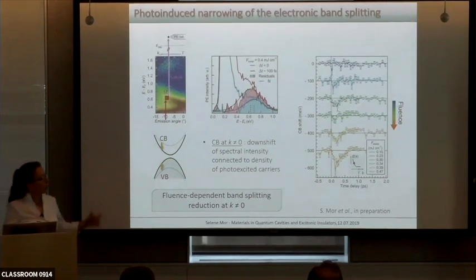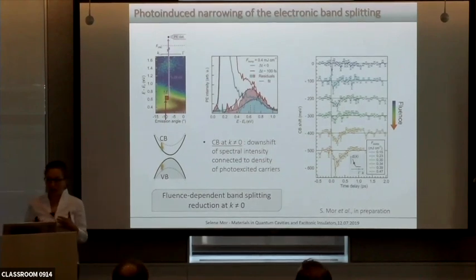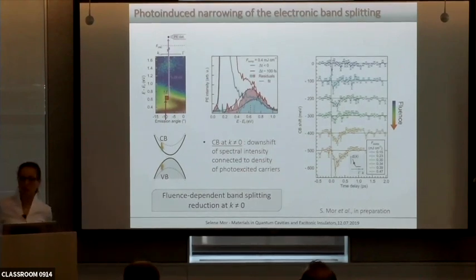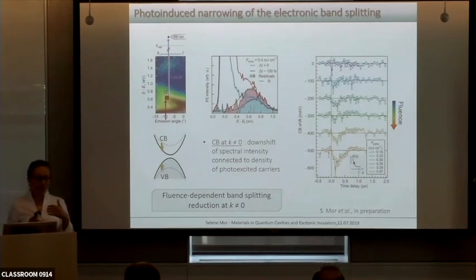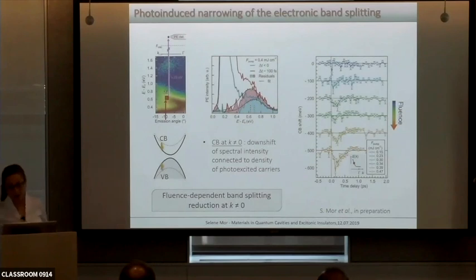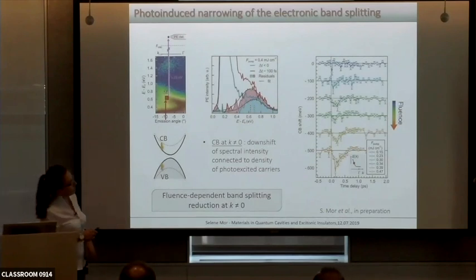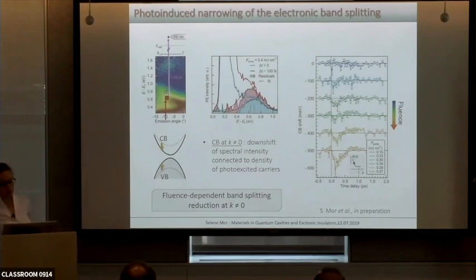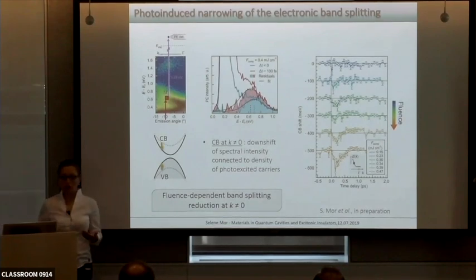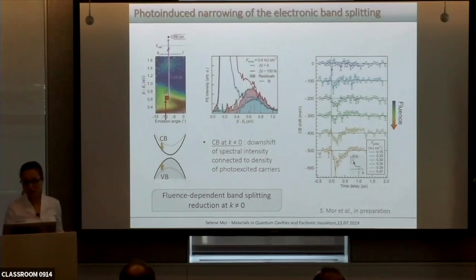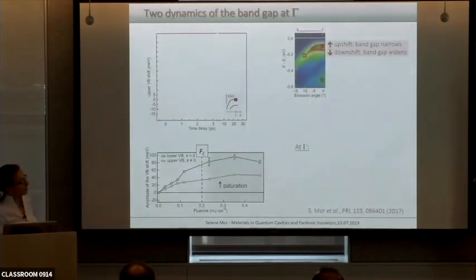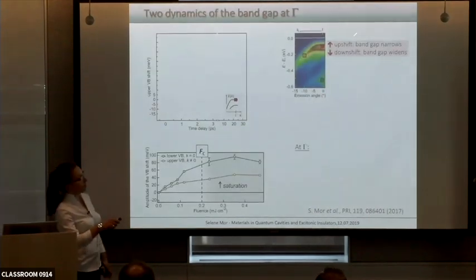Relatively, here we are at higher fluences, but this can also be connected to the overall different character of the bands. Overall, the behavior is consistent with a reduction of the band splitting. Of course, here we are not proving any modulation of the fundamental band gap because we are off gamma. So let's look at what is happening at the flat valence band top.